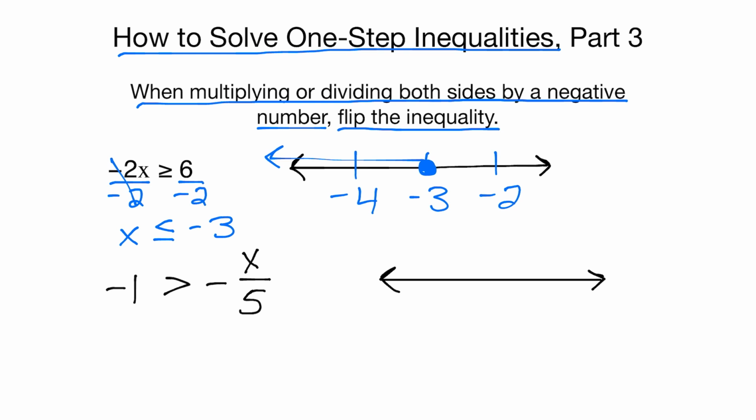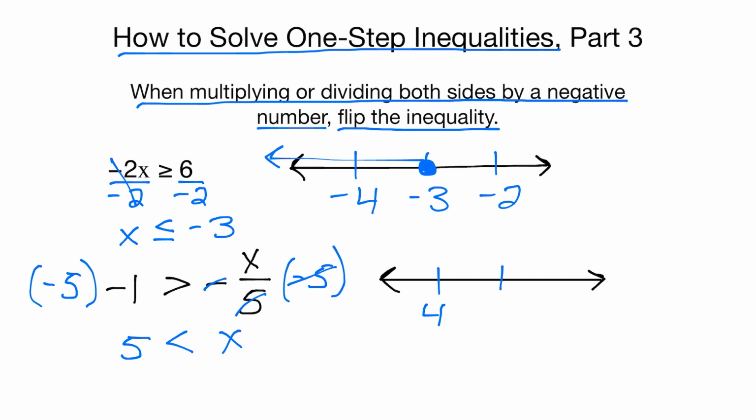Next, negative 1 is greater than negative x over 5. So this is division. We have x being divided by 5, but we also want to get rid of that negative. We want a positive x by itself. So let's multiply both sides by negative 5 to get rid of the negative and to get rid of that 5 in the denominator. So negative 5 times negative 1 is positive 5. We're going to flip the inequality the other direction. And this negative 5 cancels out with this 5 and this negative to leave us x. So we have x is greater than 5.